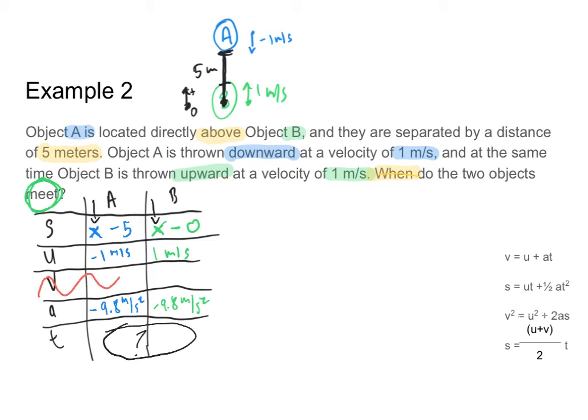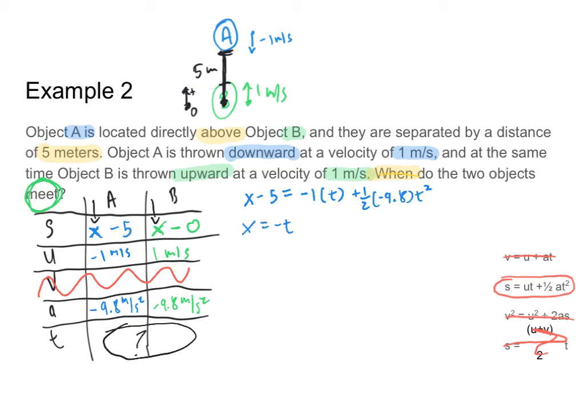I'm going to start by crossing off my final velocity because I don't care about it. And I'm going to cross off every equation that includes final velocity, leaving me with this equation here. So I'm going to write that equation for A, and I'm going to write out that equation for B. So I know for A, x minus 5 is equal to negative 1 times t plus 1/2 times negative 9.8 times t squared, or x equals negative t minus 4.9 t squared plus 5.